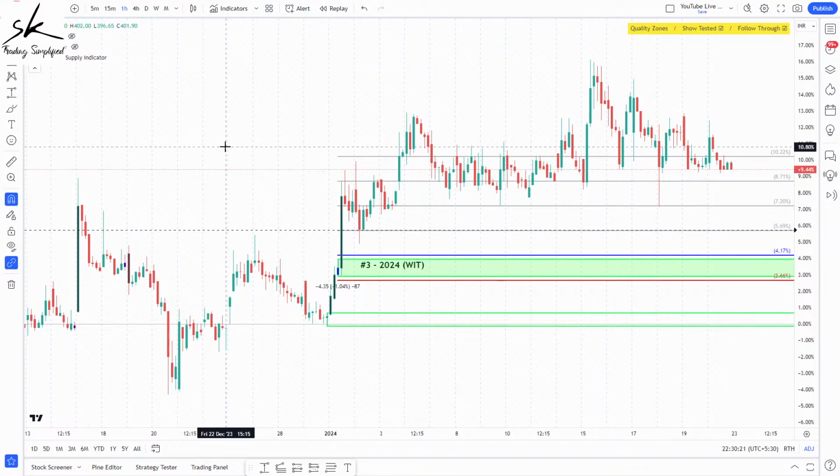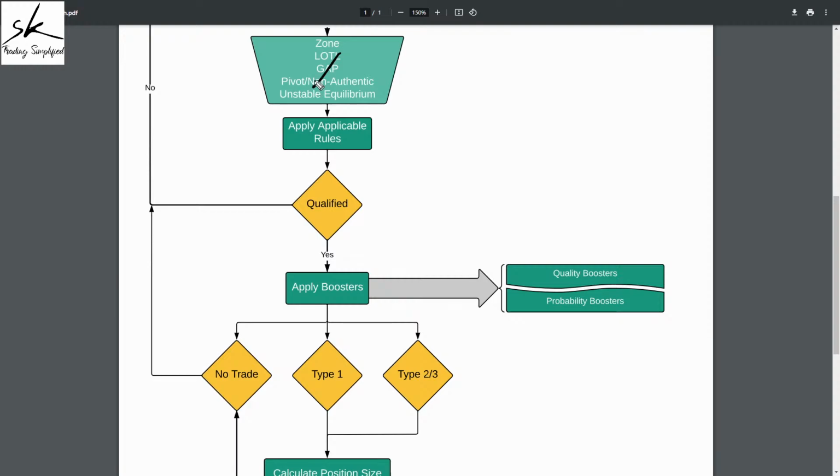So after looking at all these applicable conditions, none of these conditions were getting applied. And if they are not getting applied, they cannot disqualify the zone, right? To disqualify the zone, first they need to be applicable. So after applying the applicable rules, none of the rules were applicable. Is the zone qualified for us? The answer is yes, because if the rules are not getting applied, they cannot disqualify the zone.